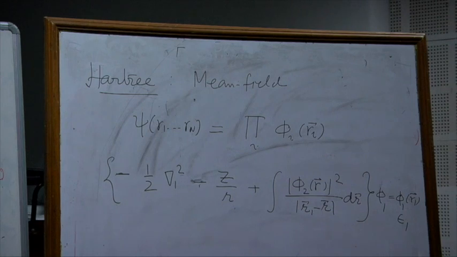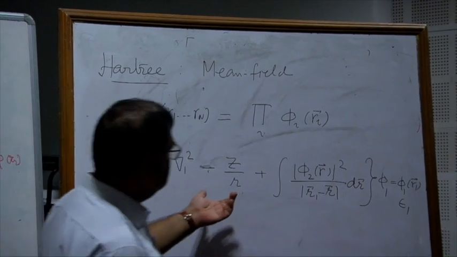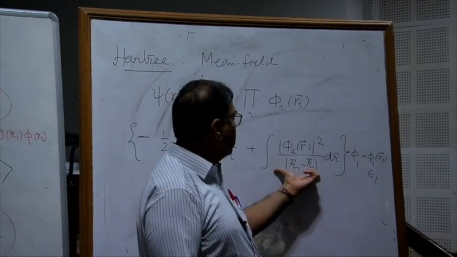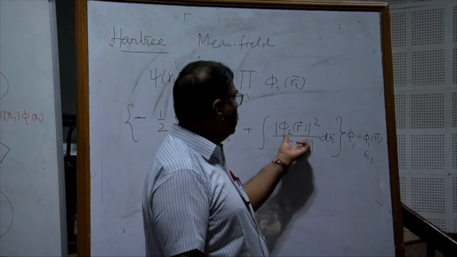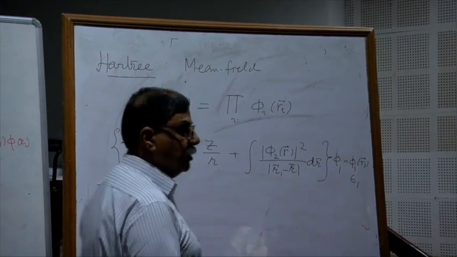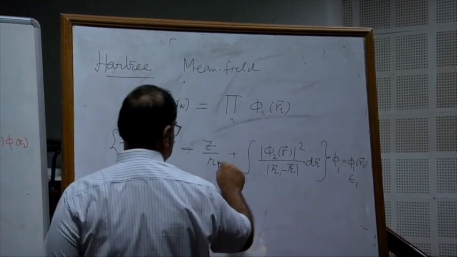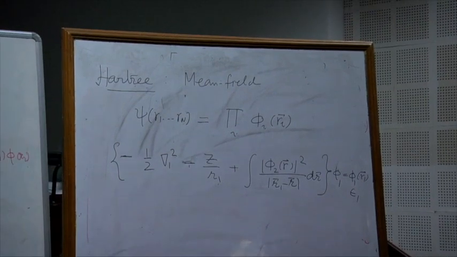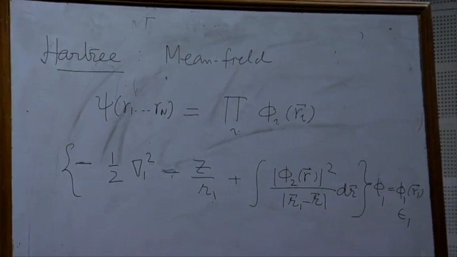That's precisely what I wrote earlier. This is the kinetic energy operator, the external energy operator. This is the electrostatic potential seen by electron 1 due to the density of electron 2, a function of R1, and there is an eigenvalue epsilon 1 on the side.